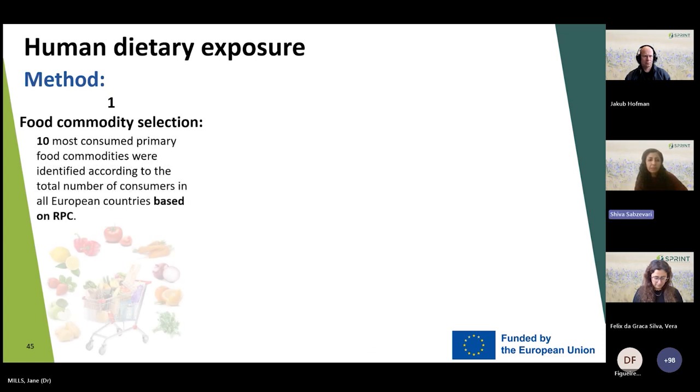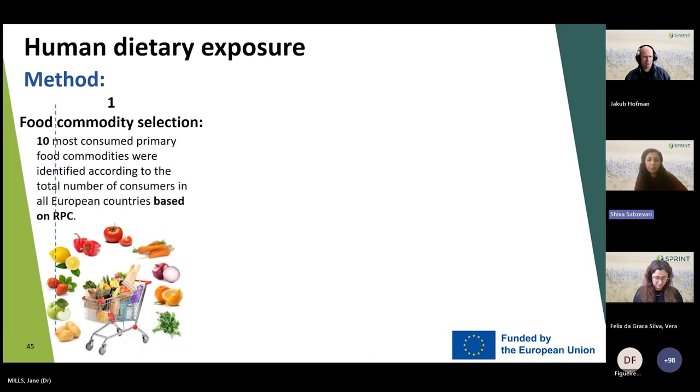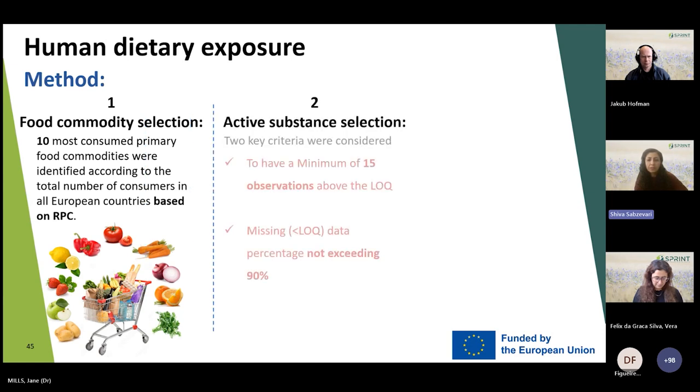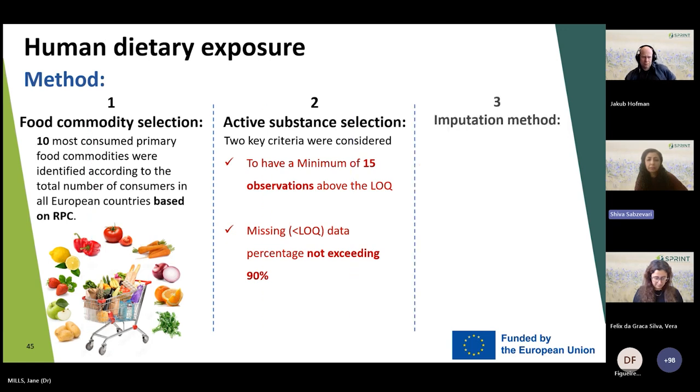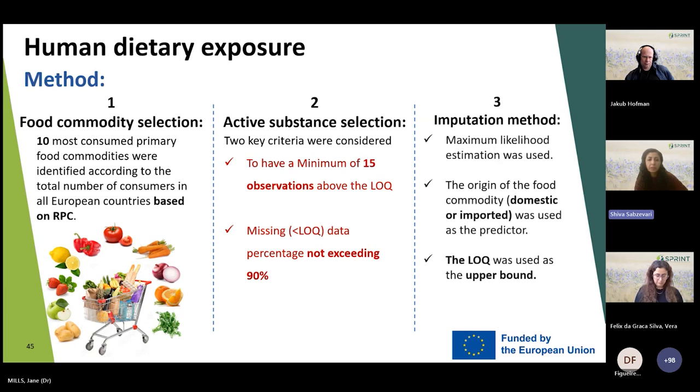For our estimation, we selected the 10 most commonly consumed primary food commodities based on RPC data. To deal with the residue concentrations lower than the LOQ, an imputation was carried out, and to achieve an accurate output, only active substances fulfilling two conditions were selected. First, having at least 15 observations above the LOQ, and having data not more than 90% of the whole data. Finally, imputation was performed for the selected pesticides using maximum likelihood estimation. Next slide, please.